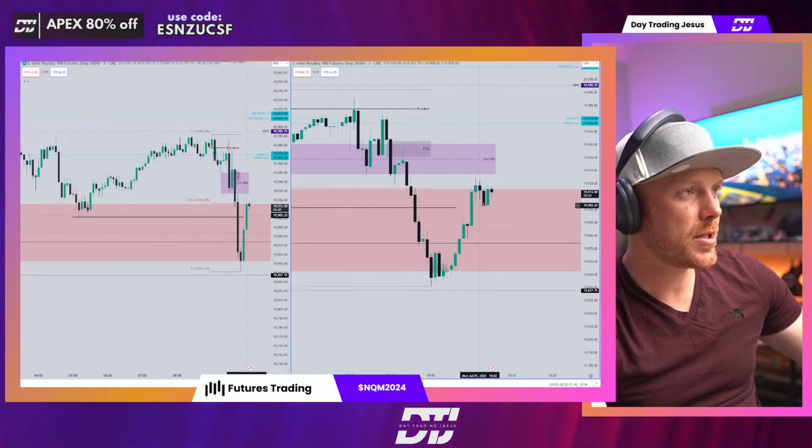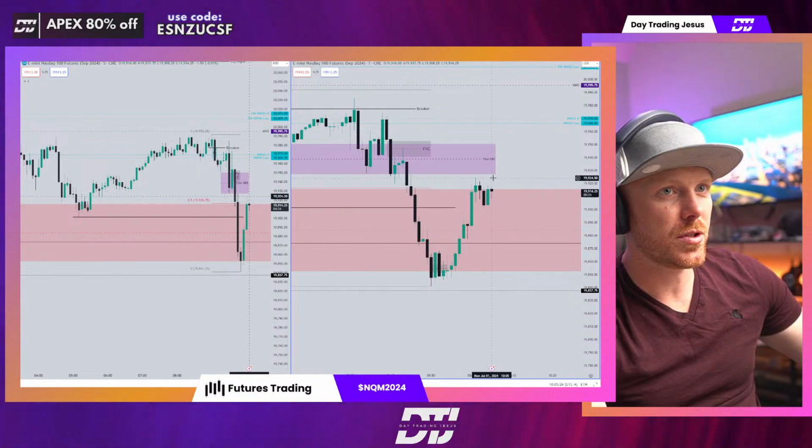Here's that support I'm talking about. I like this green candle here. It's causing it to start to move a little bit. Let's see if it wants to move.